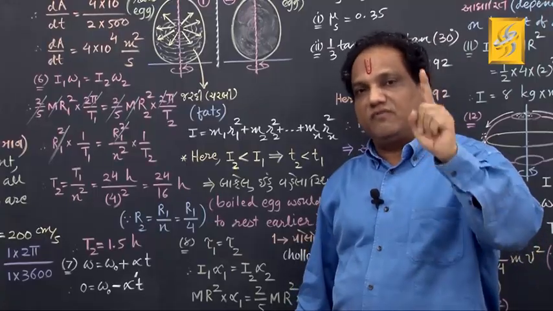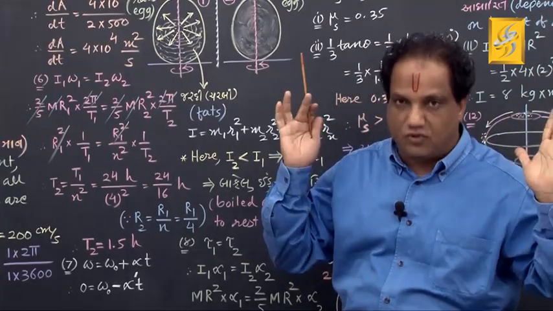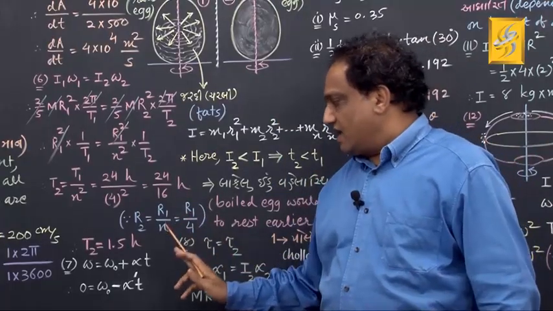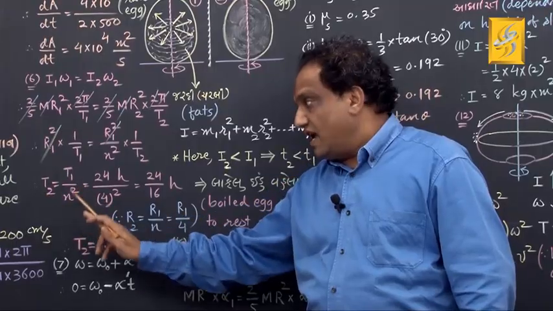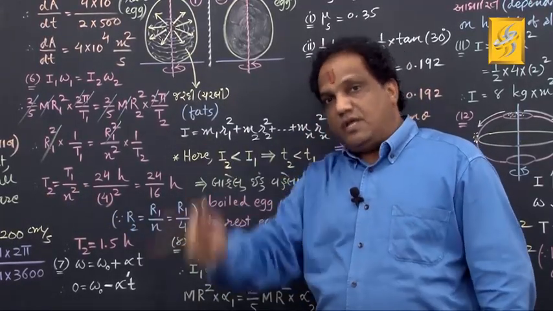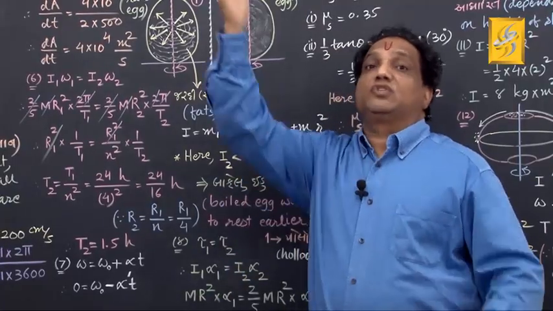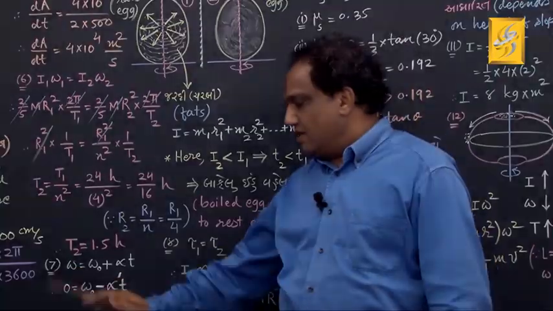And at that time, whatever value of n you are given, depending upon that, you can find out the new length of the day. If the radius becomes the nth part, then the new periodic time will become 1 upon n square times. If the radius becomes n times, then the new periodic time will become n square times. Got it? Fine. Now read number 7.